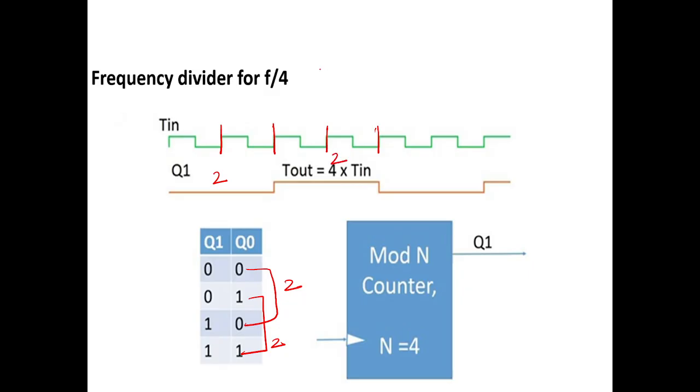So that means T out equal to what? T out equal to 4 into T in. So duty cycle is 2 by 2 plus 2 into 100. You are getting 50% duty cycle. This is frequency divided by 4.